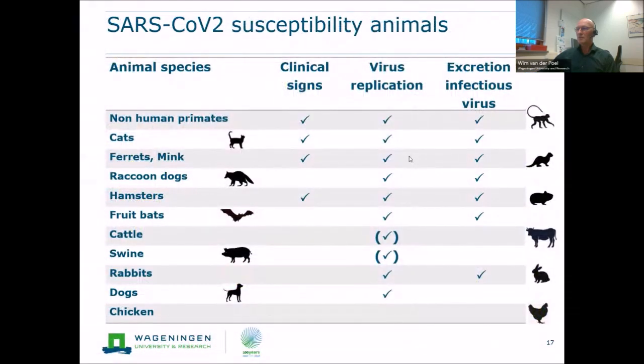This is a table of a number of species that were tested to be susceptible for SARS coronavirus 2. And what you can see here, for example, is that ferrets and mink show clinical signs, show virus replication, and also excrete the virus. On the other end, we also see birds and poultry that have never been proven to be susceptible to SARS coronavirus 2. But there is an increasing number of species that is shown to be susceptible and that also seem to be able to transmit the virus.